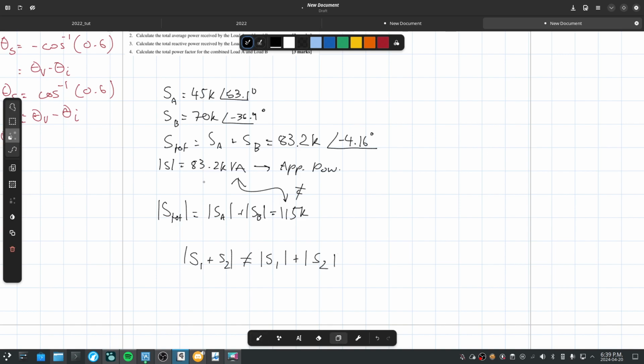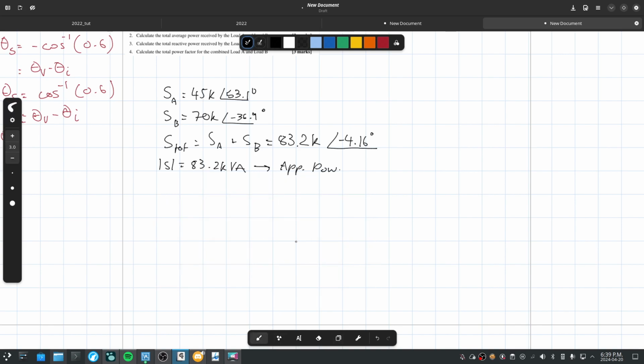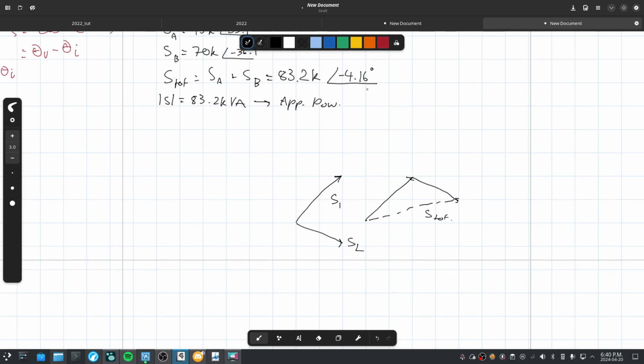And if you want a visual representation of that, if you have S1 here, and then you have S2 like this, or S2 like this, this will be your S total. You can't just add the magnitudes. I believe we've done this in PCS 211, right? You can't add the magnitudes. You have to add the vectors.